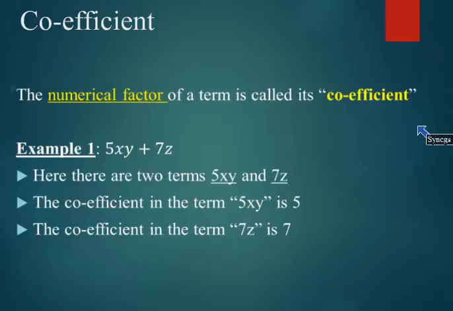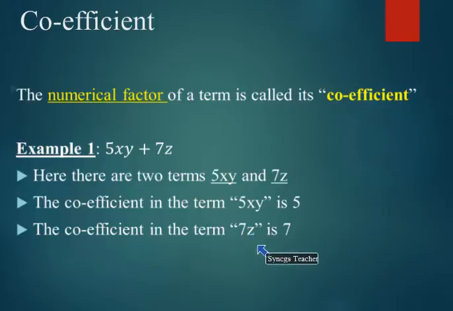Till now we understood what terms are made up of and we know that terms are made up of factors. In a term, the numerical factor is called coefficient. For example, consider this expression 5xy plus 7z. Here there are two terms 5xy and 7z. The term 5xy is made up of factors 5, x and y. So here the numerical factor is 5. So this 5 is called coefficient of the term 5xy.